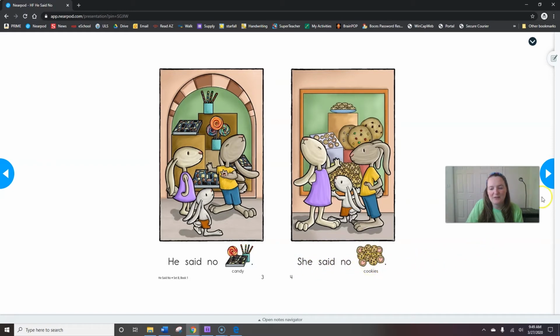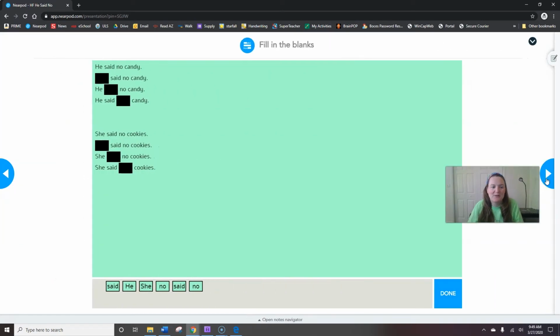Okay, I hope you read it. Now on the next page, we're going to match it. The first page said, he said no candy. All right. So blank said no candy. What word is missing here that's the first word here? We need to look for it below. The first word is he, so I need to look for he. Said, he. I found it. And I'm just going to pull it right to that space.